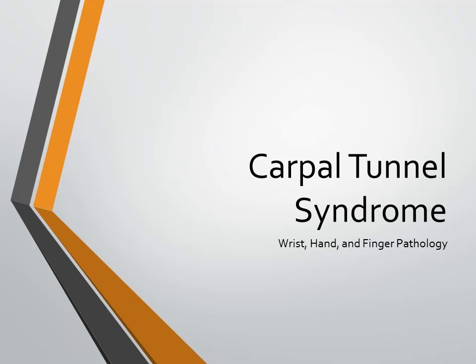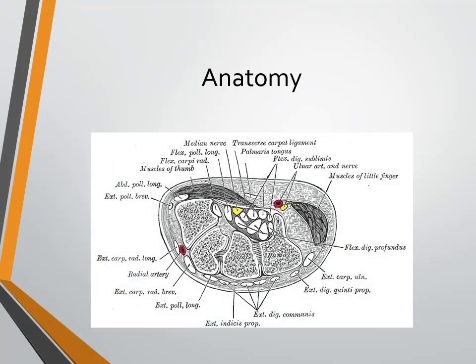The most common compression syndrome of the wrist and hand is carpal tunnel syndrome. This is a pathological condition that decreases the area within the carpal tunnel, resulting in compression on the median nerve and the tendons within the tunnel. This tunnel is very unyielding, and so we end up with an irritation of the synovial sheath covering these tendons.